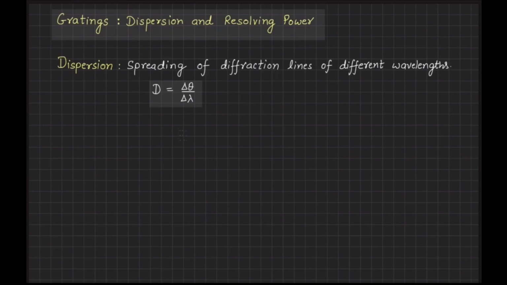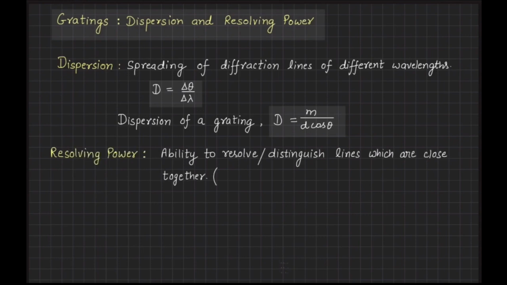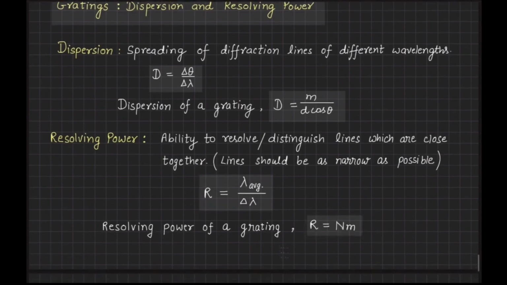For a grating having slit spacing d, for mth order maxima at angle theta, it comes out to be D is equal to m upon d cos theta. Also, to resolve lines which are close together, lines should be as narrow as possible, and resolving power is defined based on the Rayleigh criterion as lambda average upon delta lambda. And for a diffraction grating of n rulings, for the mth order spectral line, resolving power R is equal to n into m.